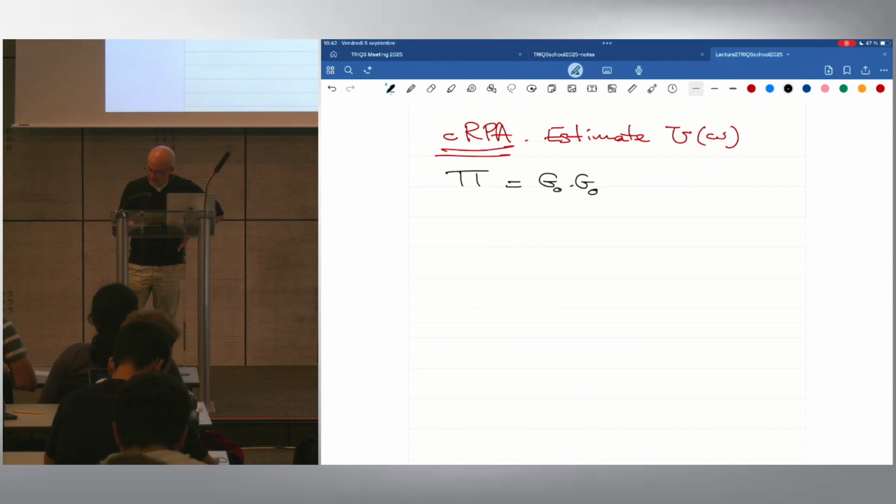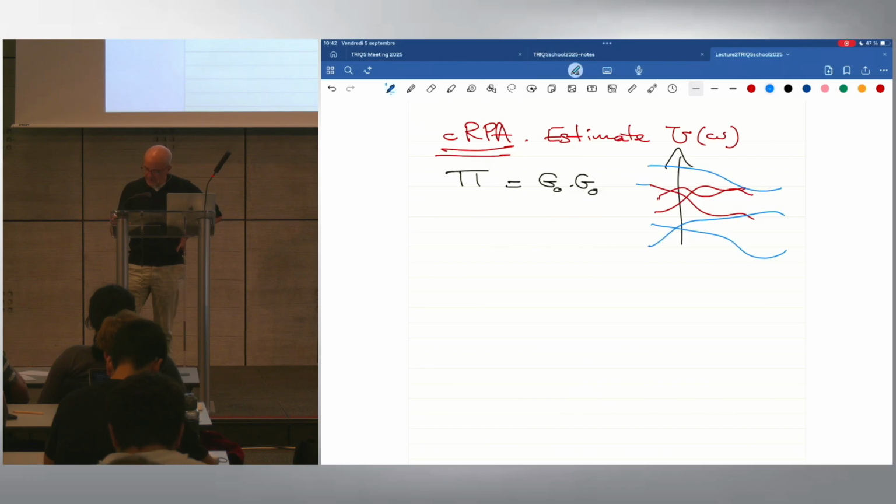So imagine I have divided my bands, roughly speaking, into a set of correlated bands that I'm going to draw in red, and a set of other ones, which may overlap, but which is going to be something like this. This roughly defines my target space for embedding. Pi equals G0 G0, if you use the spectral representation of G0, means particle-hole transitions between empty and occupied bands.